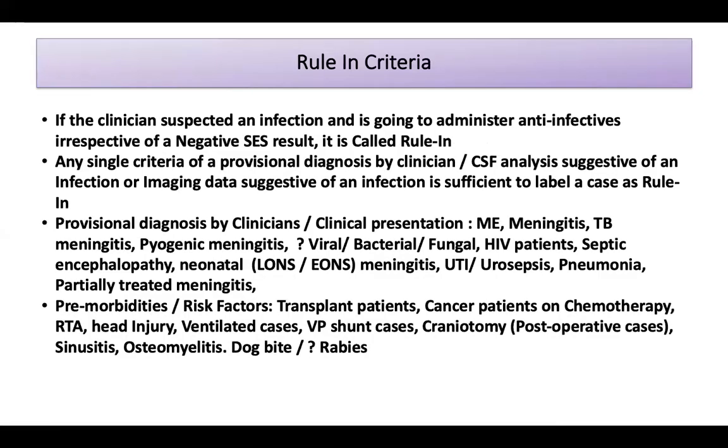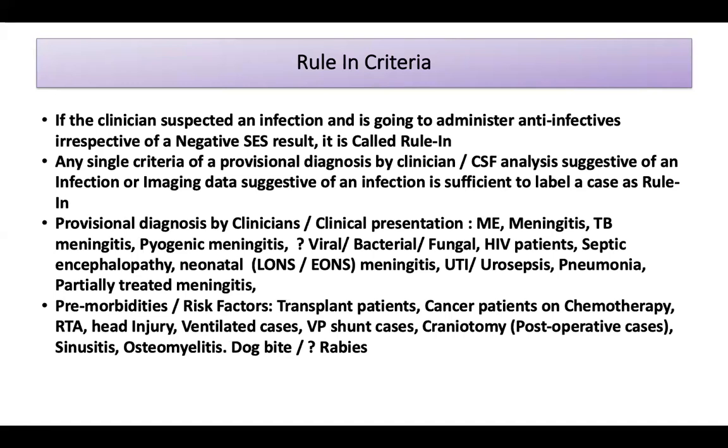We divided them into rule-in criteria. That means a sample came to rule in an infection. Here, if we suspect the clinician is going to continue antimicrobial therapy in spite of our giving a negative, we called it a rule-in case. We missed it, is what we considered. Any single criterion where a provisional diagnosis is strong, such as meningoencephalitis, meningitis, TB meningitis, pyogenic meningitis, viral, bacterial, fungal, all HIV patient cases were considered rule-in. Septic encephalopathy is rule-in. Neonatal meningitis, either late onset or early onset, is rule-in. UTI, urosepsis, pneumonia, partially treated meningitis, all of them are taken as rule-in.